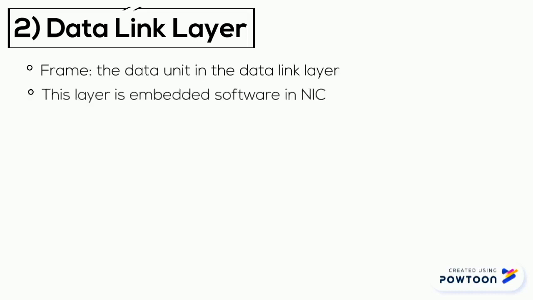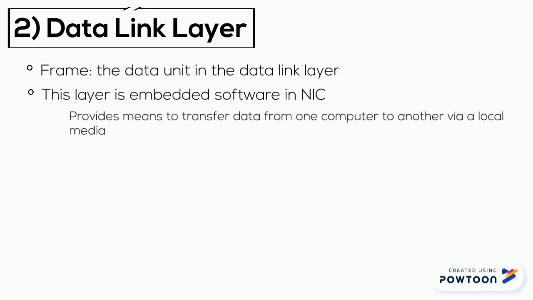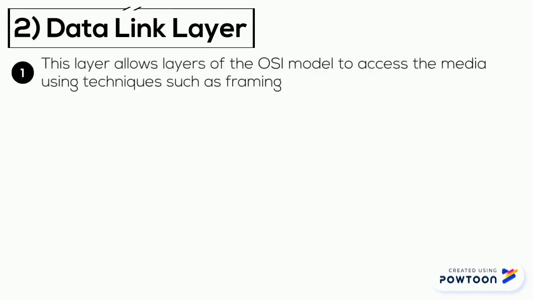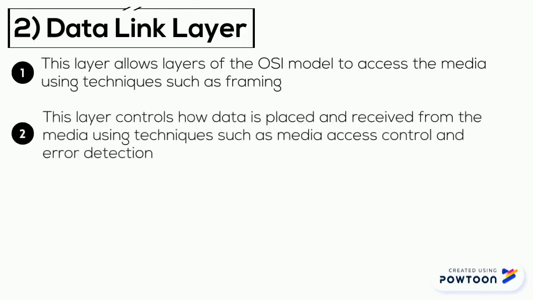The data link layer is embedded software in the network interface card. It provides means to transfer data from one computer to another via a local media, like copper wire, optic fiber, and air. The two basic functions of this layer are that it allows other layers of the OSI model to access the media using techniques such as framing, and it controls how data is placed and received from the media using techniques such as media access control and error detection.